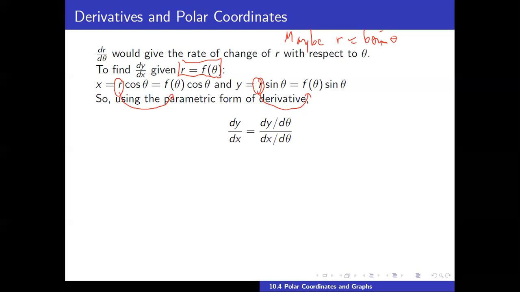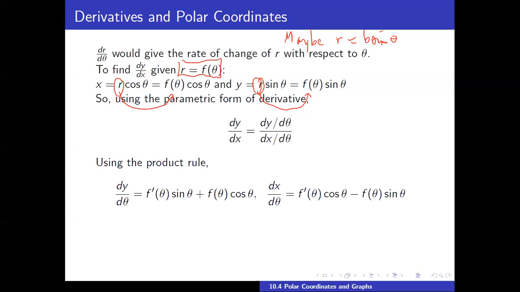Theta is the parameter in this case, correct? Theta is the parameter that controls everything, including the radius. The radius changes with theta. So we need to figure out what dy d theta is and what dx d theta is. To compute dy d theta, here's y right here. Y is some function of theta times sine of theta.